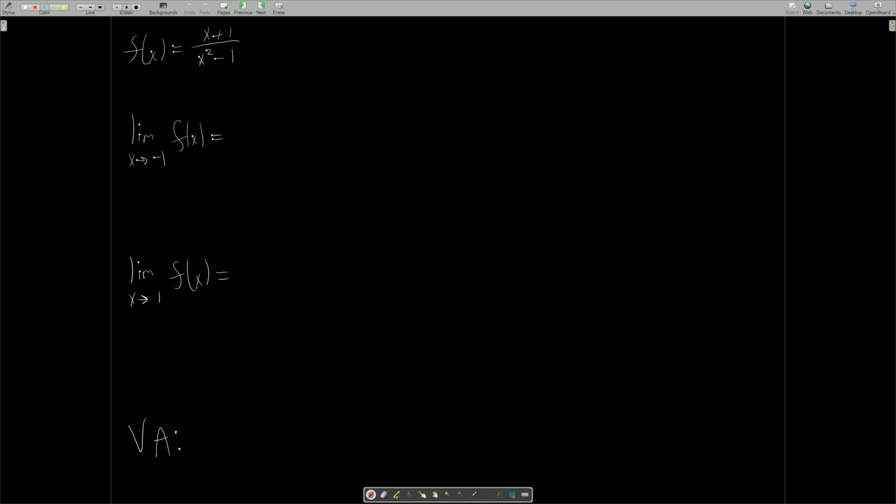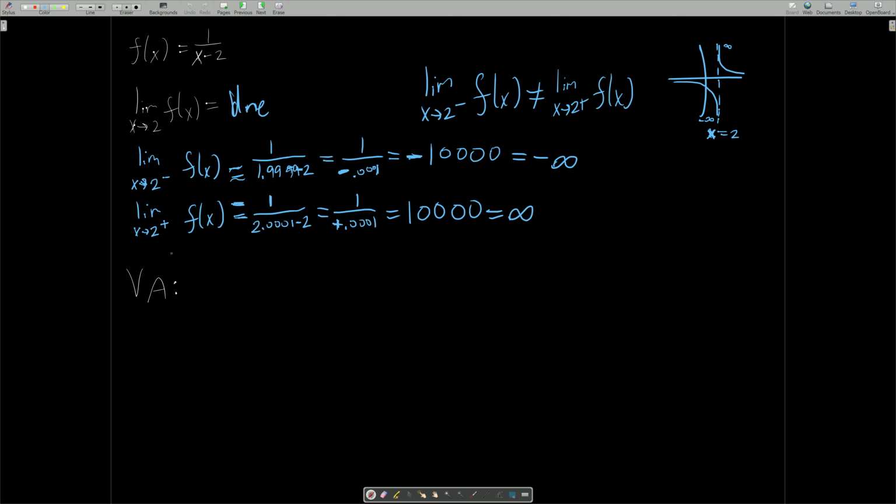We have f of x equals x plus 1 over x squared minus 1. First, VA stands for vertical asymptote. Since we evaluated this limit, it does not exist, as it approaches negative infinity from the left and positive infinity from the right. x equals 2 can be considered a vertical asymptote. You see right here, it's a vertical asymptote. The function approaches x equals 2, but it never actually touches it. It just goes straight down to negative infinity, straight up to positive infinity.